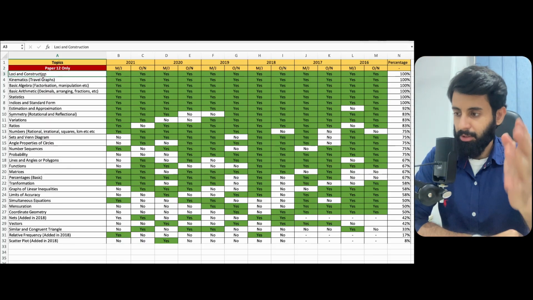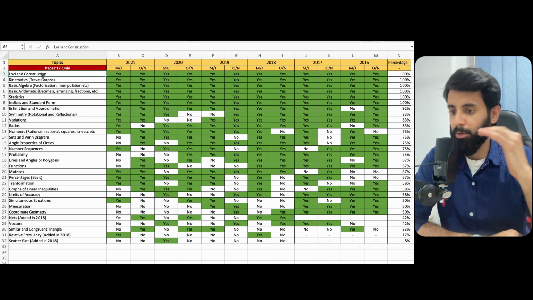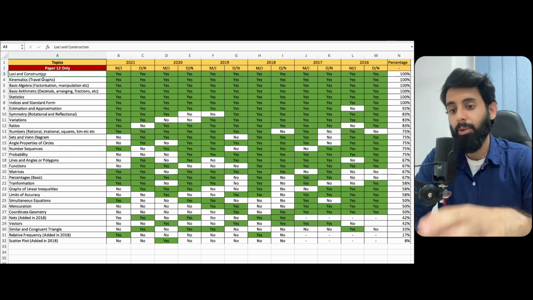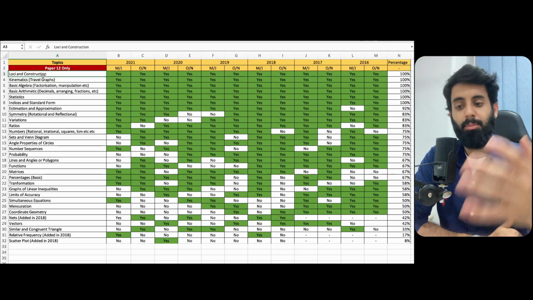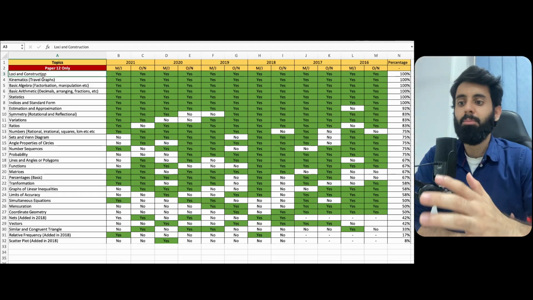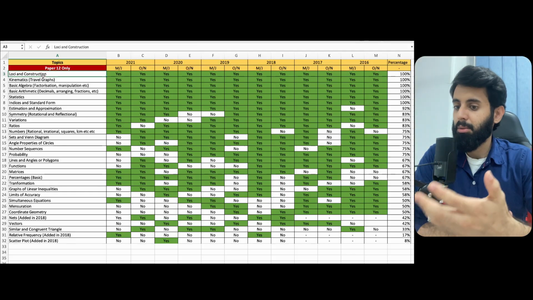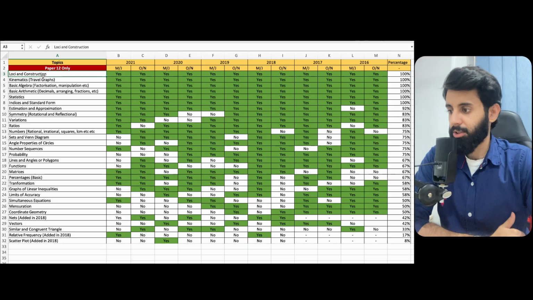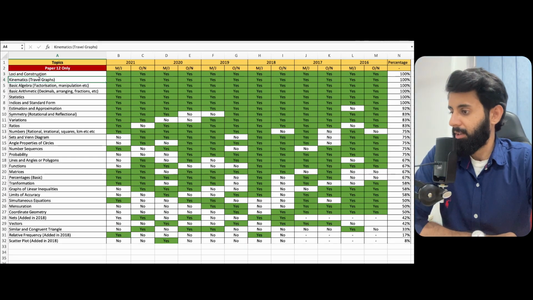Before I walk you through these topics, please, this is by no means a guess paper. By no means am I telling you that these are the topics that are going to come. It's not a hunch. It's not a prediction. It's not even me talking. It's just the data talking, which I've extracted to help you make a good decision, identify the important topics yourself and prepare accordingly.